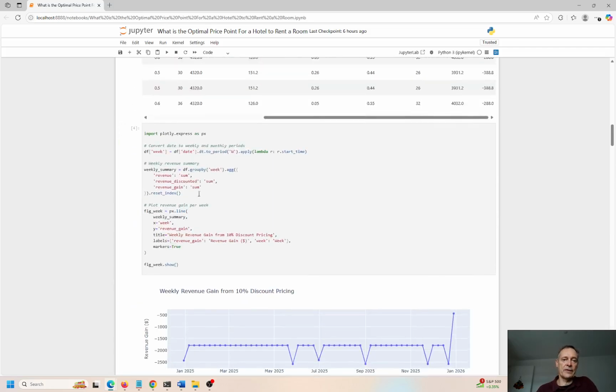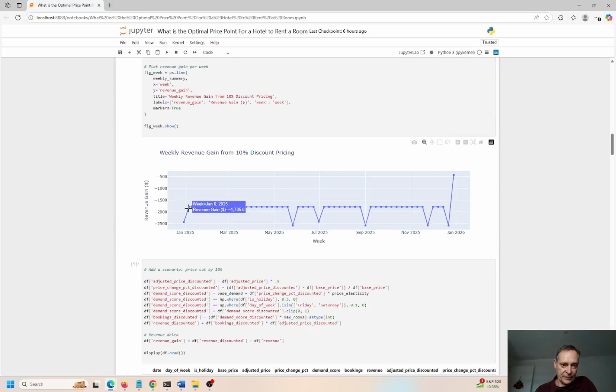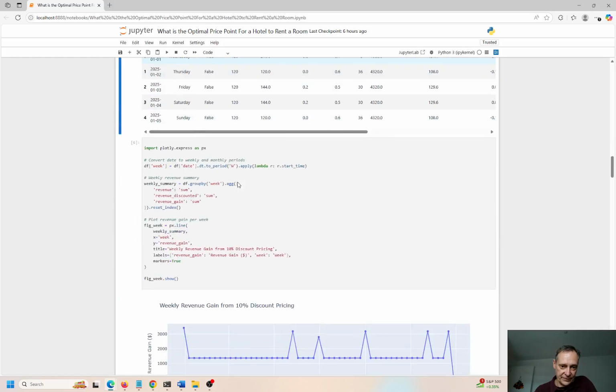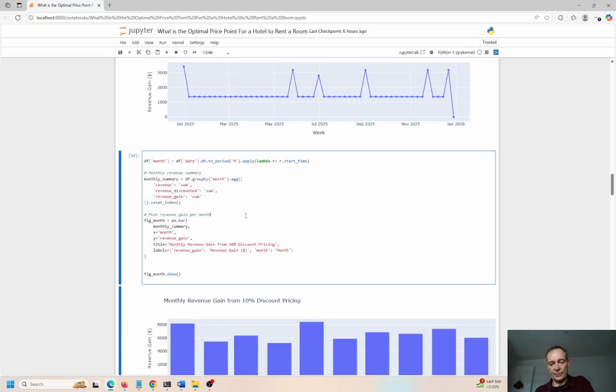So the whole point over here is increase the rate by 5%. Increase the adjusted price by 5%. You're losing money across the board. Every single thing is negative. Decrease the price 10%. Okay, adjusted price decrease 10%. You're making money in every single room here, right? So let's go ahead and plot this.